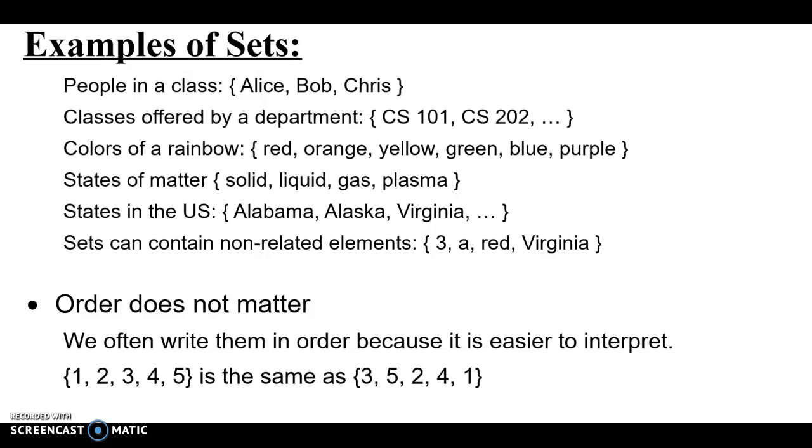Here are some examples of sets. We have colors of a rainbow, states of matter. Order does not matter. So we have 1, 2, 3, 4, 5. That's the same as 3, 5, 2, 4, 1. The order doesn't matter because the elements in the set are still the same.